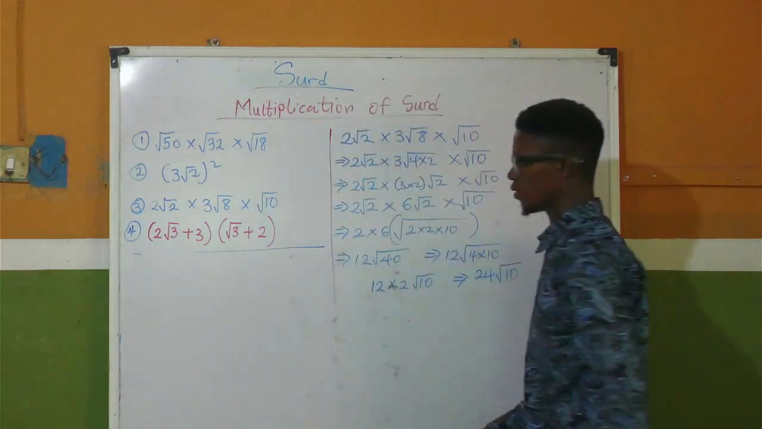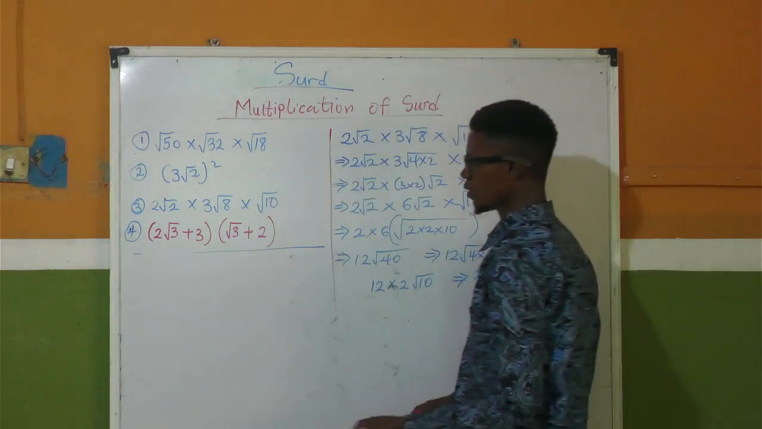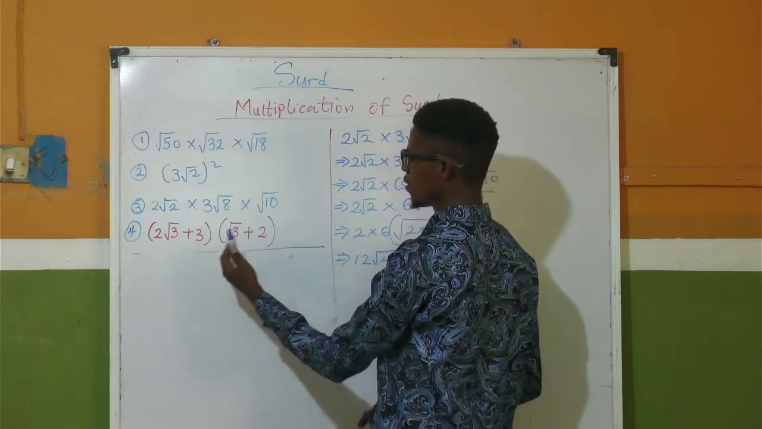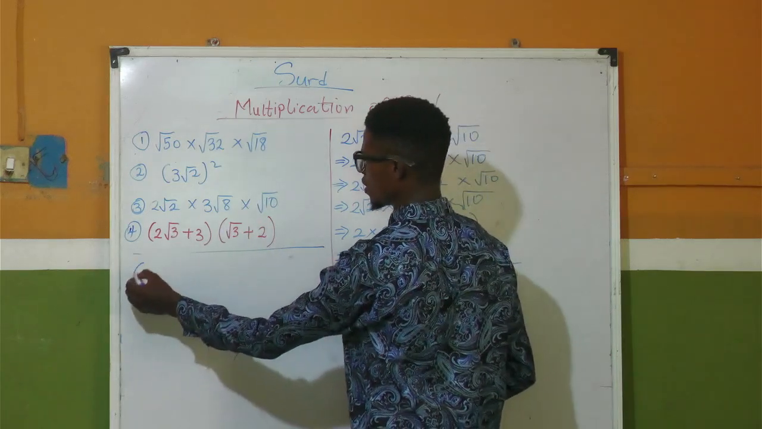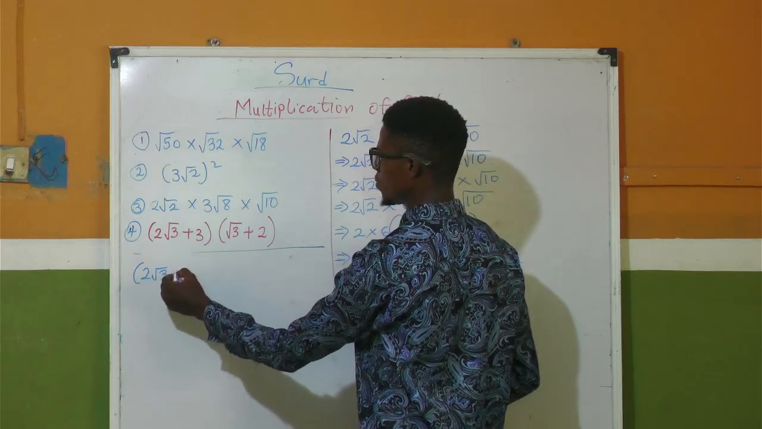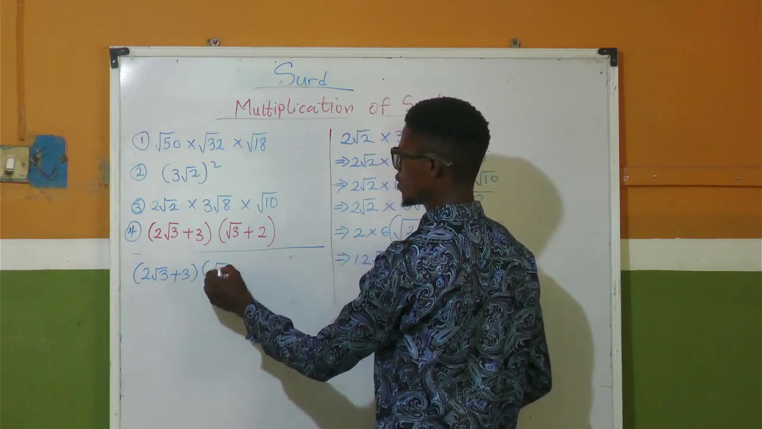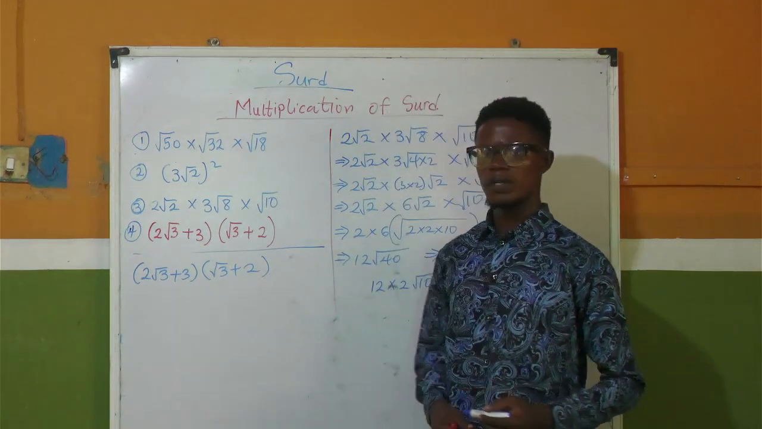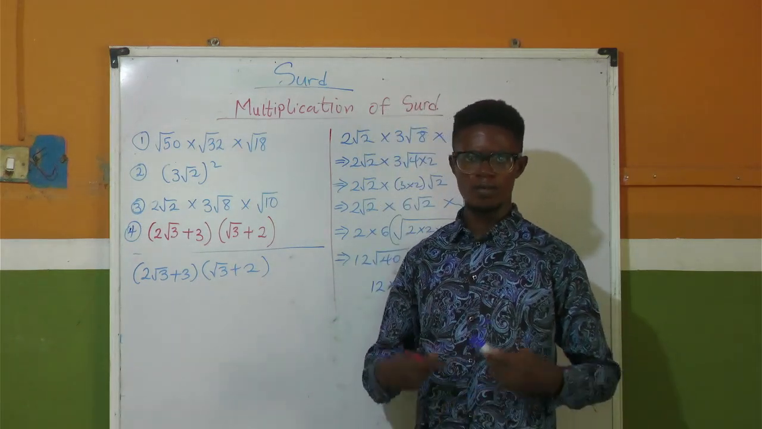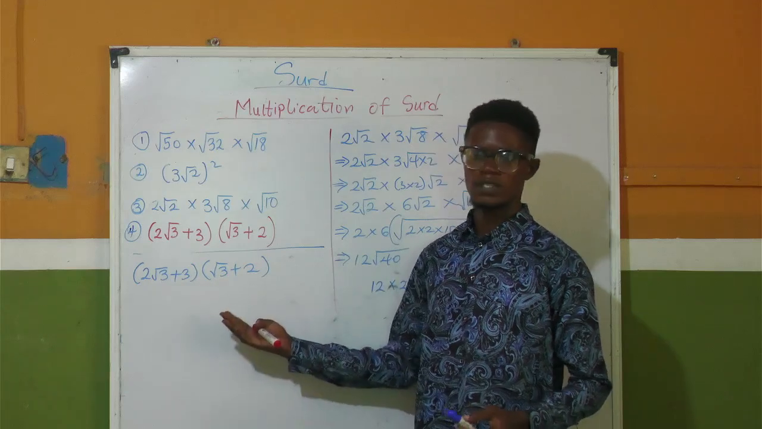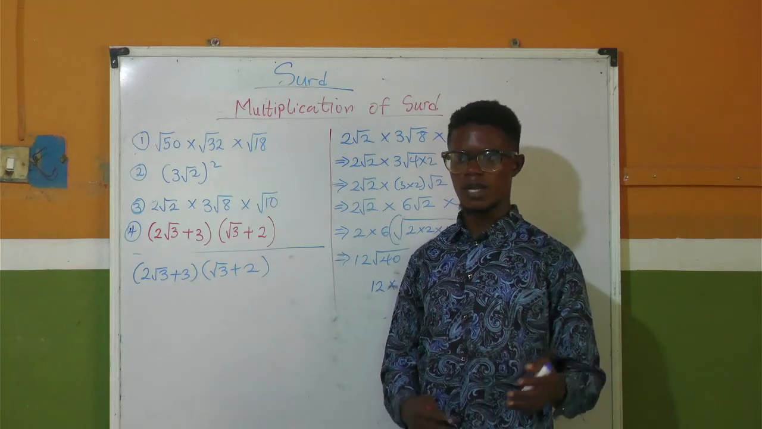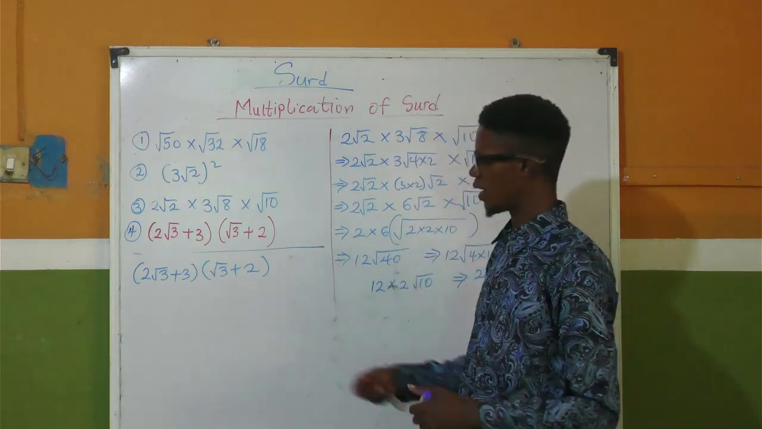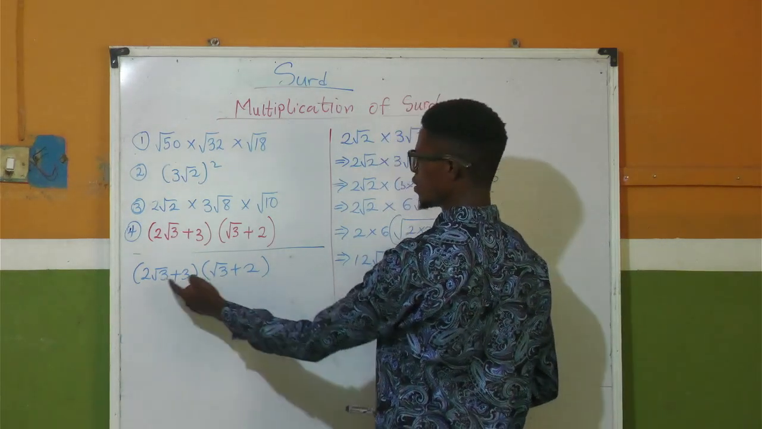So in this particular question, we are multiplying expressions in brackets. So we call them multiplications of rational expressions in brackets. In this case, we have 2 root 3 plus 3 and root 3 plus 2. Now, just like the way we perform expansion in equations, it's the same way we're going to expand this particular expression. So that means we're multiplying this by this by this.